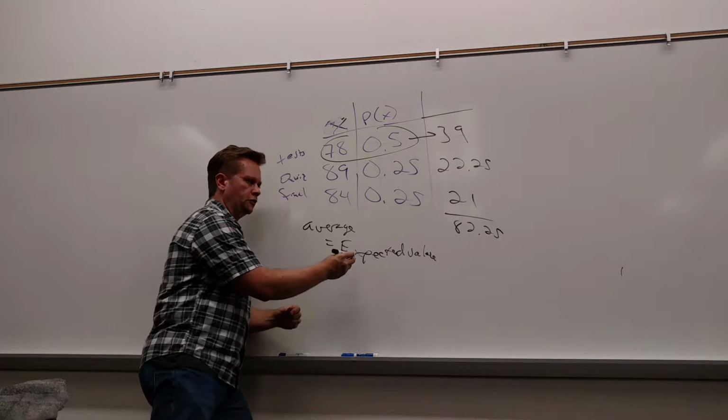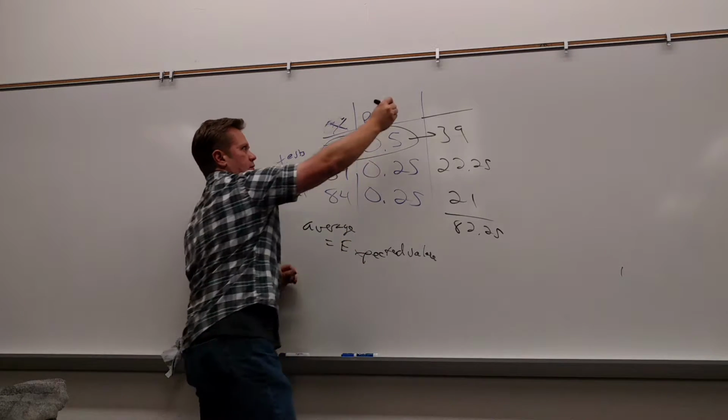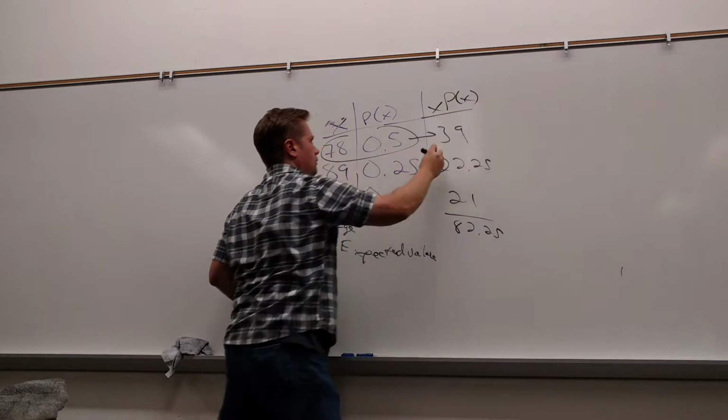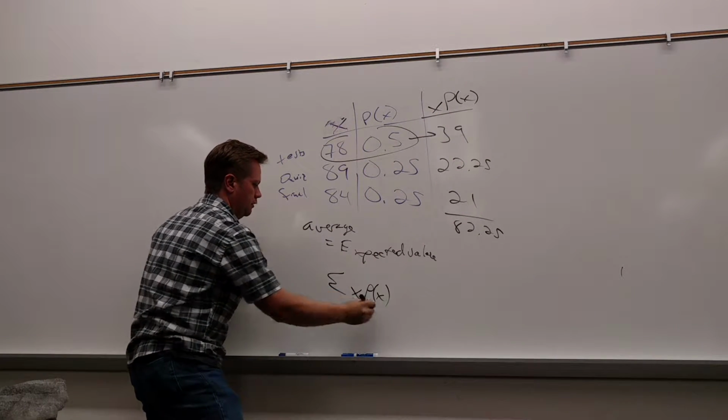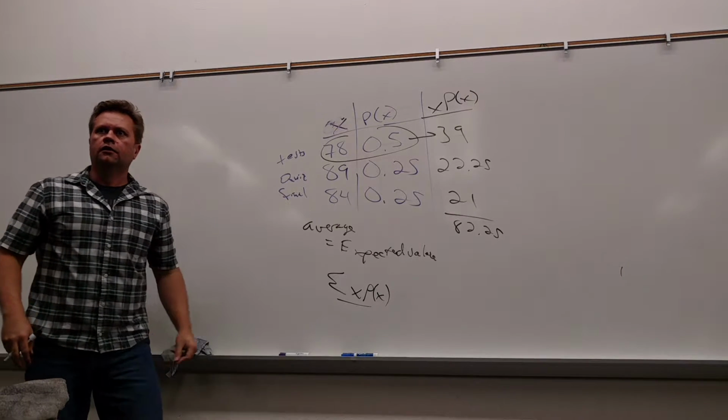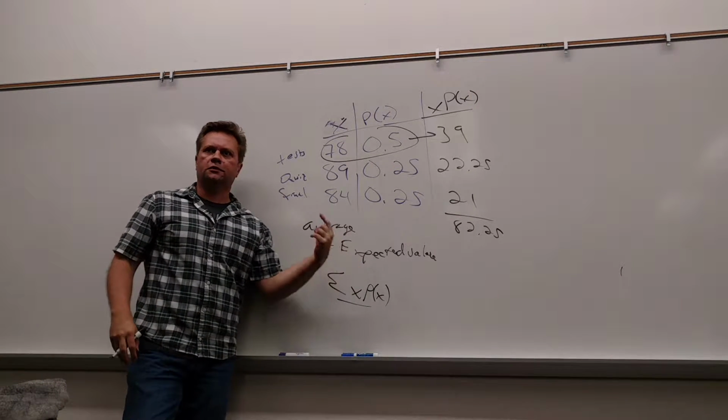And watch this beautiful thing. What's the formula again? I add these up, so it's the sum of x times p of x. And look at the first three letters of that. Expected value. It's awesome. I love that.